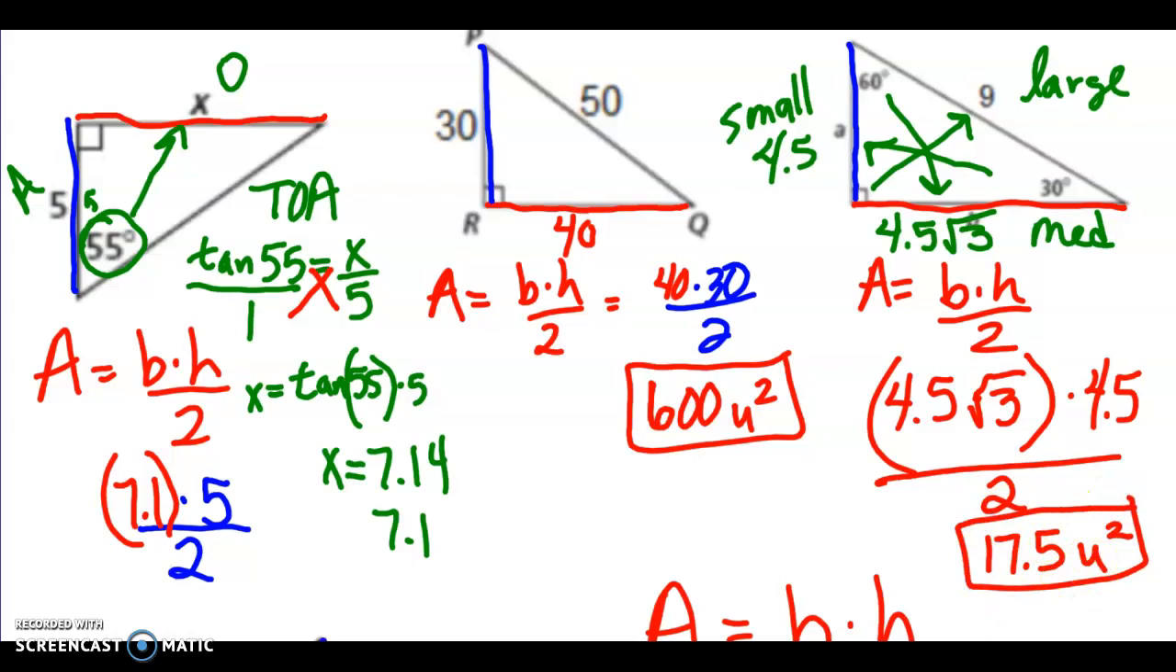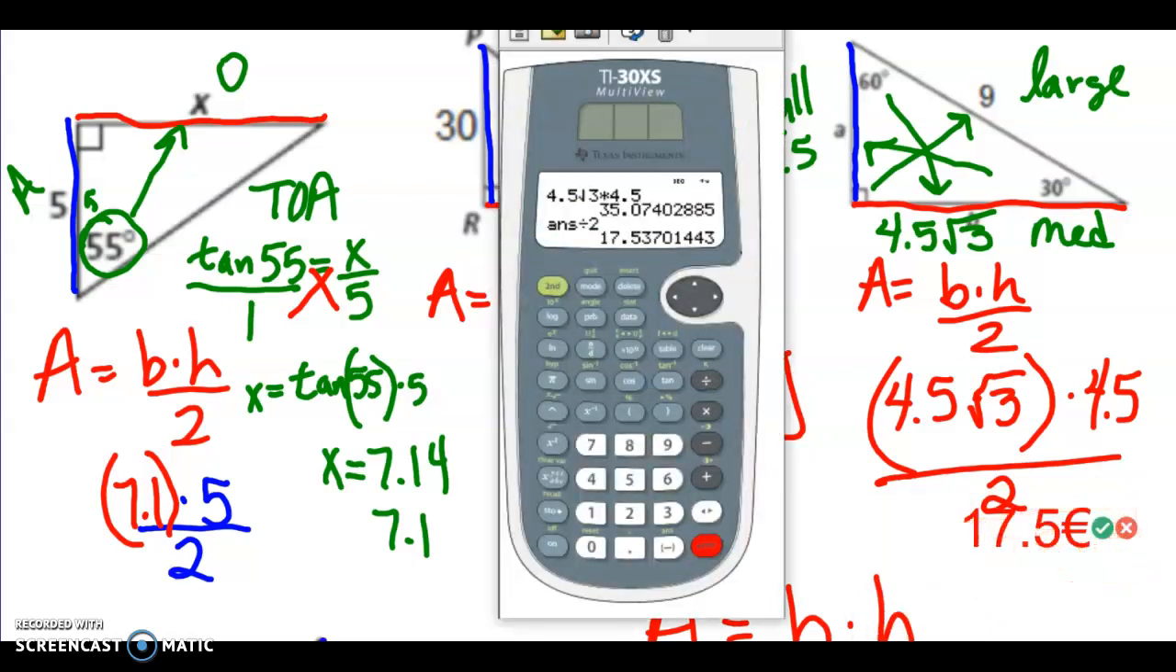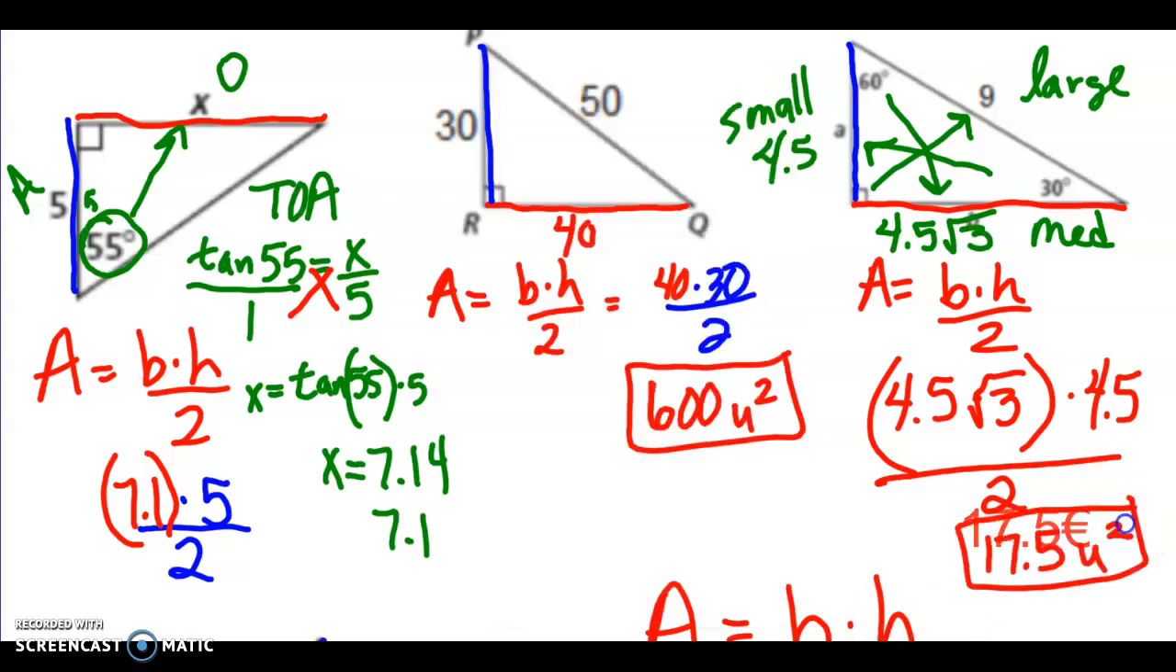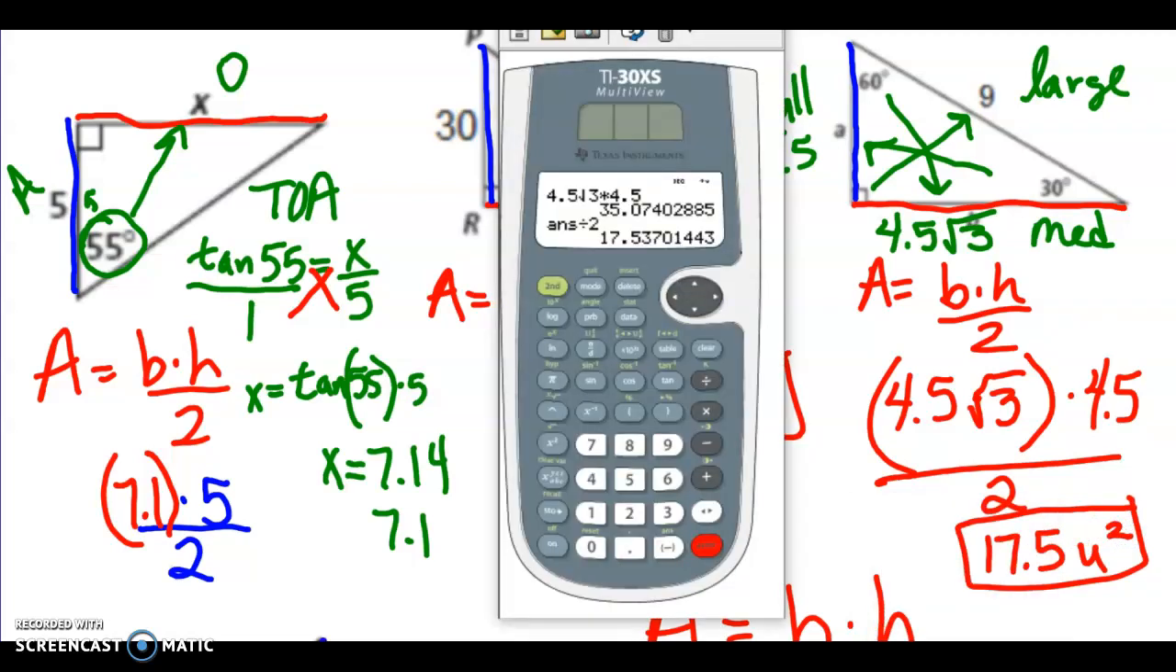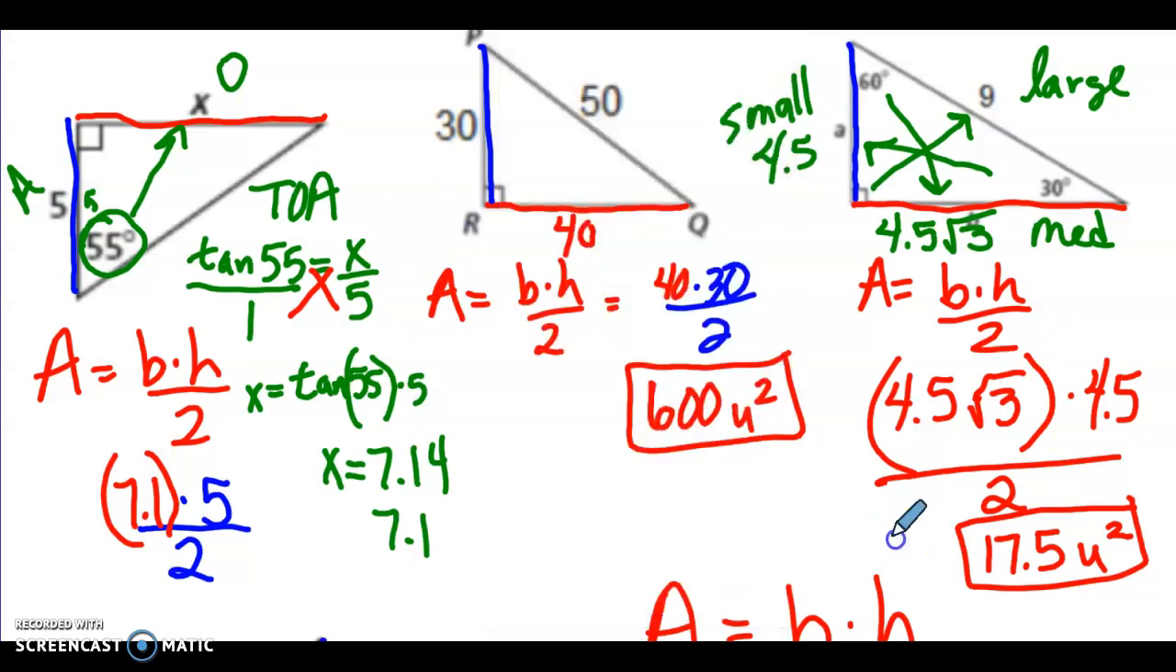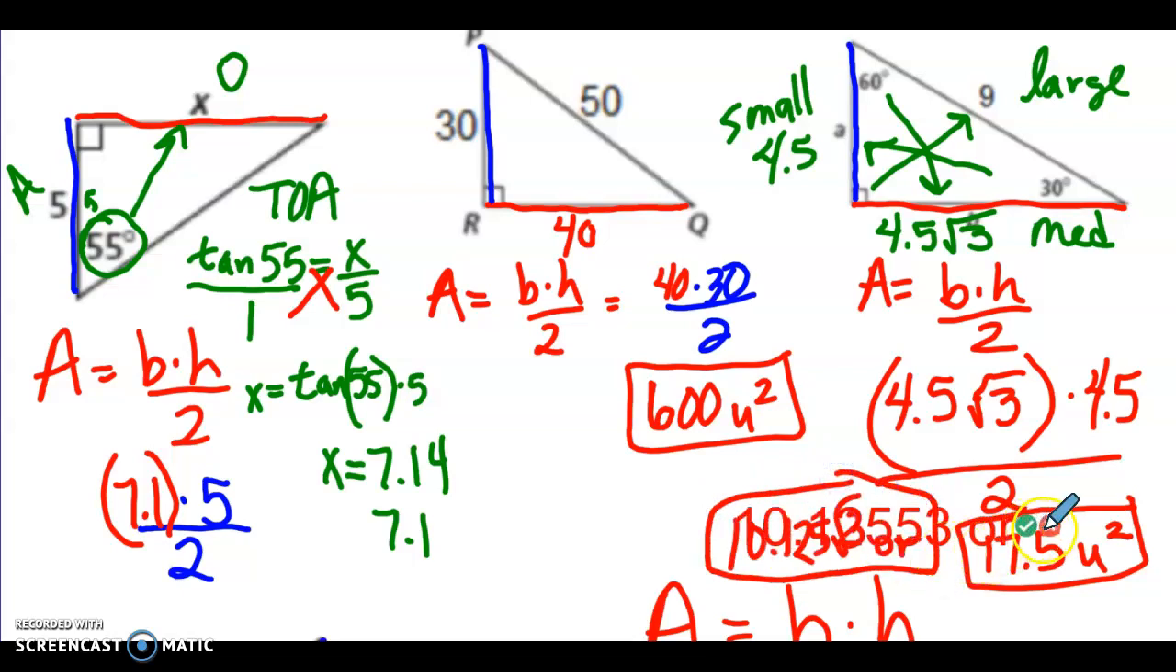The other answer I could have done, like I said, is I could have left the square root 3 off, so I would have just done the 4.5 times the 4.5 equals divided by 2. And then I just add that square root 3 on the end. So that was a 10.125 square root 3. So both of these are the same answers. Both of those mean the same thing. Okay?